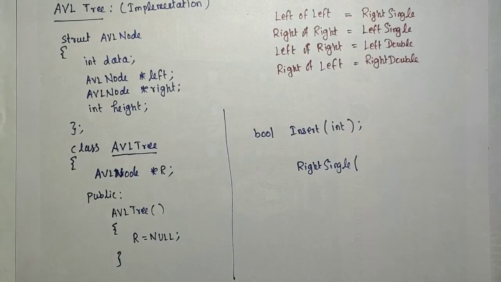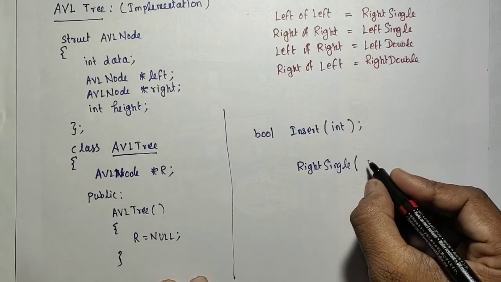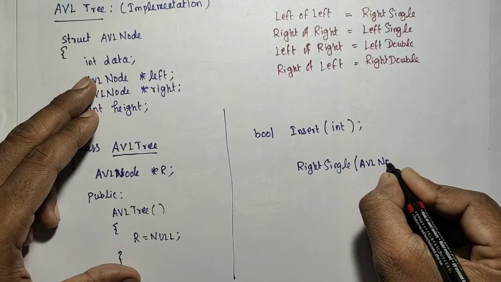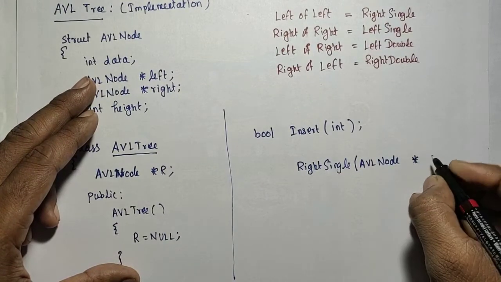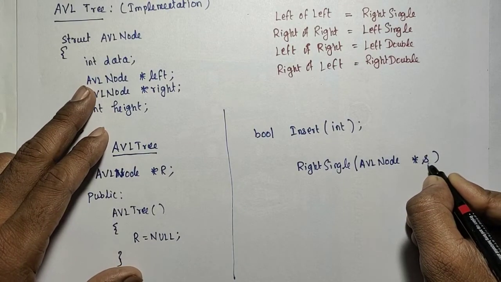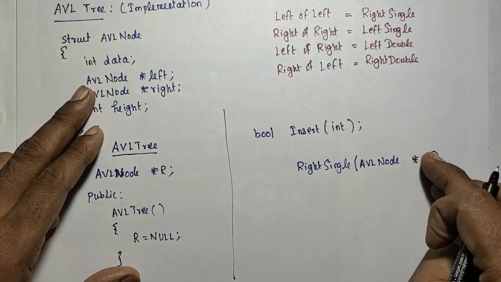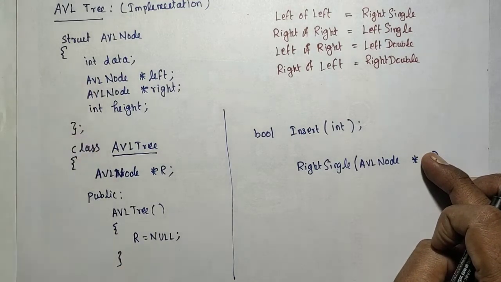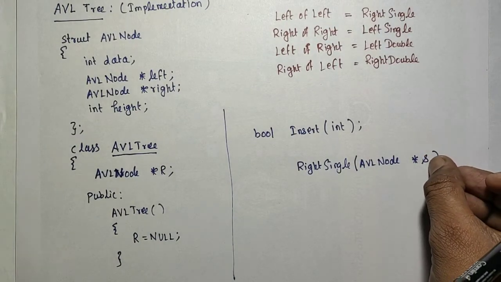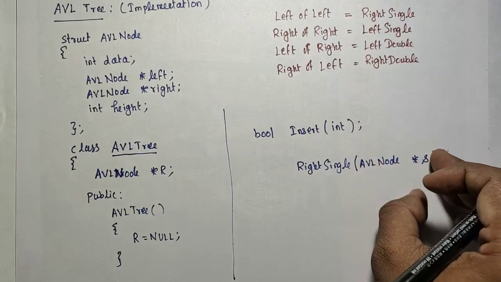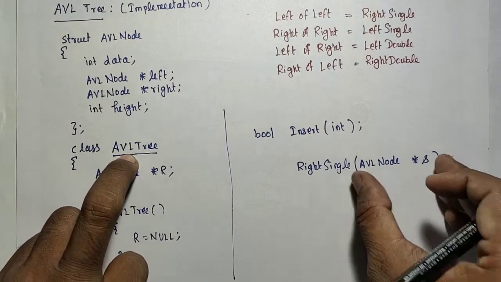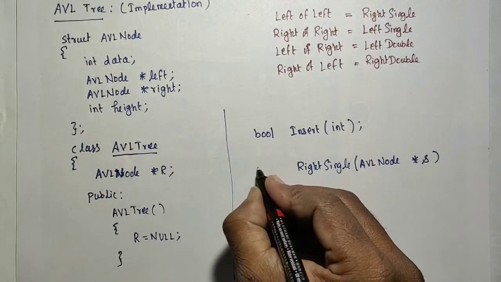So for the right single, I have to pass that AVL node and then star and ampersand. What is the meaning of ampersand? It means reference to that subtree address. Star represents what? Address of that subtree node. Okay, subtree root node. That address has to be passed as a reference, so that if you did any modification, that should be reflected on the main tree, so that we need to pass it. And then boolean.